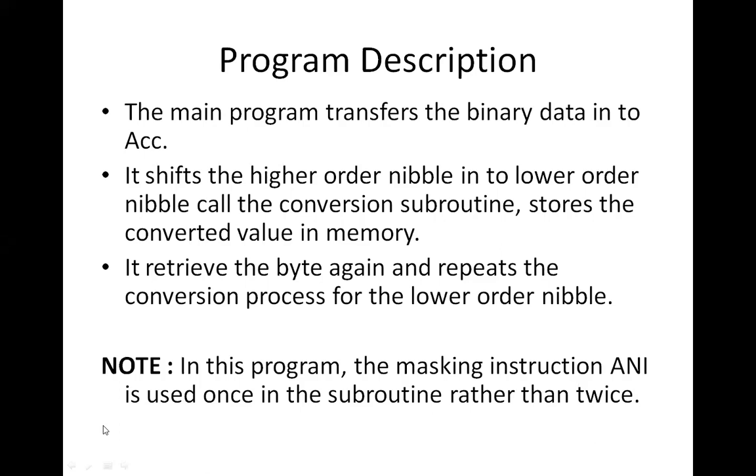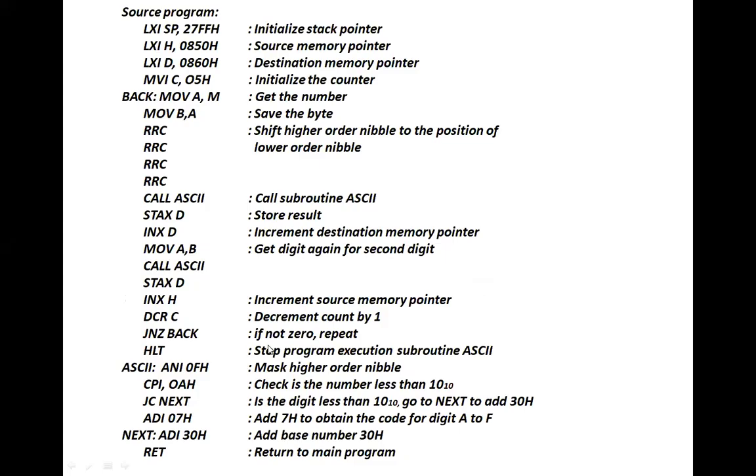So in this particular program, the masking operation is done only one time. That is, ANI is used once in a subroutine rather than twice, because one ANI would be used for the lower order nibble and a second ANI for the higher order nibble. So in this way, the binary to ASCII code conversion program works.